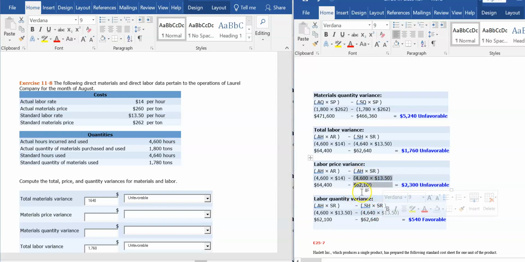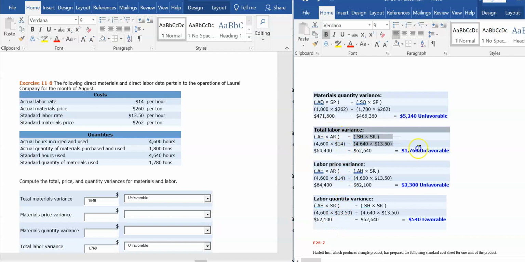Based on the flex budget, our actual labor cost and our flexible budget, actual hours at the standard rate, we have a $2,300 unfavorable variance. Our actual labor costs were higher than what the flex budget says they should have been for the hours used. Again, here the actual hours were the same. The only difference was the actual rate as compared to the standard rate, resulting in a price variance.